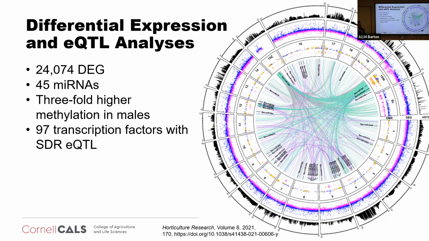And then we also did small RNA sequencing. We detected 45 microRNAs. Of these, 5 are unique. They haven't been identified in any other species. And then I have their top 10 target sites in purple here. So a lot of data from this.